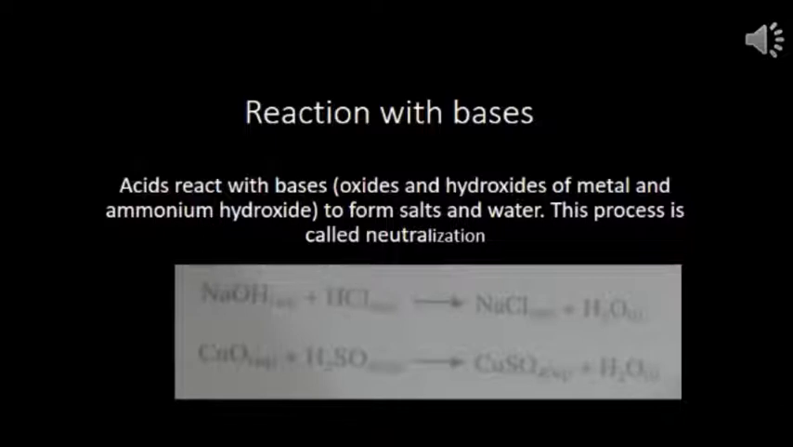Reaction with bases. As you know, whenever acids react with a base, that will produce a salt and water. And this whole process is called a neutralization reaction. So when acids react with bases, the major bases being oxides and hydroxides of metals and ammonium hydroxide, they will form a salt and water. As you can see in the reaction below, when sodium hydroxide reacts with HCl, that is an acid, it will produce a salt which is called common salt, sodium chloride, along with water.